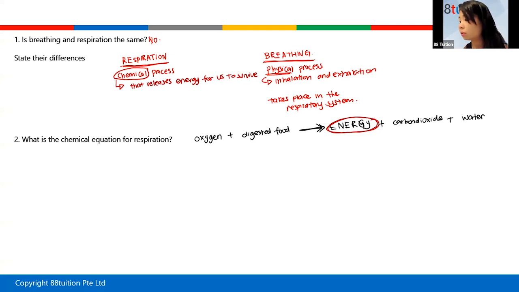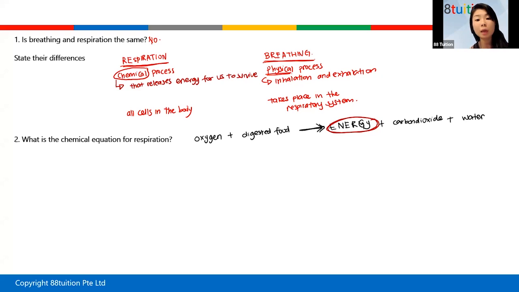Where does it take place? So I give you a clue. Energy. Which parts of your body need energy, Ziyi? All parts of the body. Good. So respiration takes place in? All parts of the body. Very good. All the cells in our body. Every single cell in our body respires because every single cell needs energy.